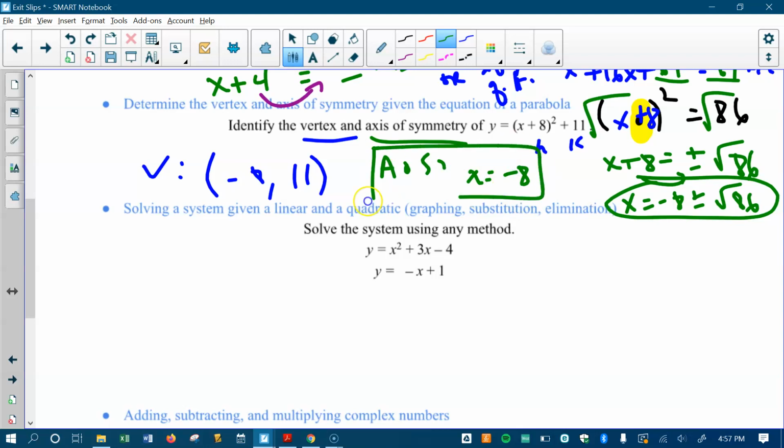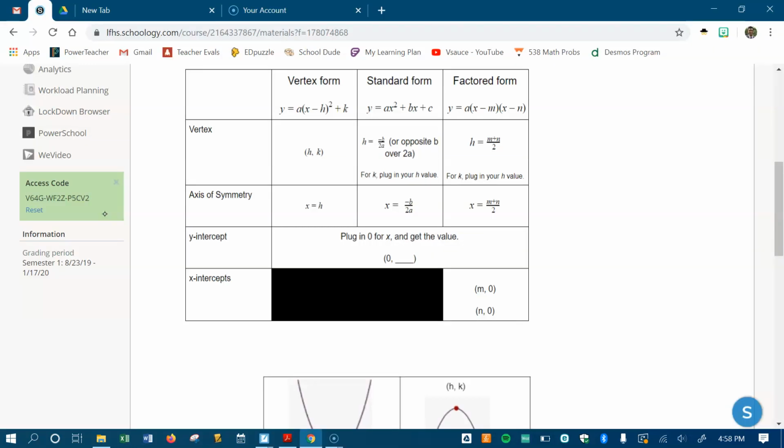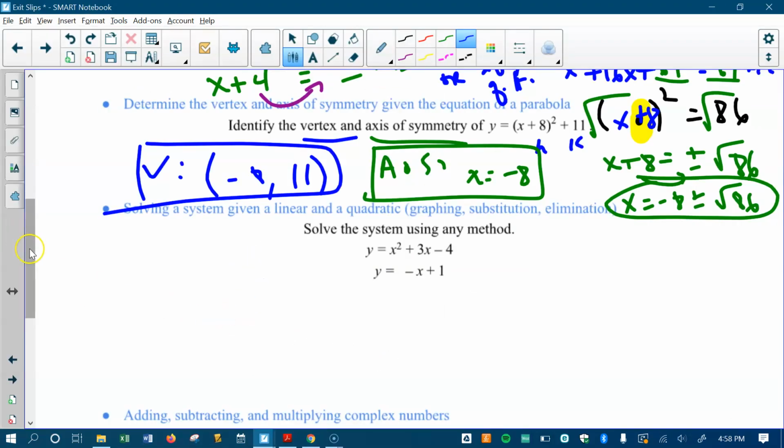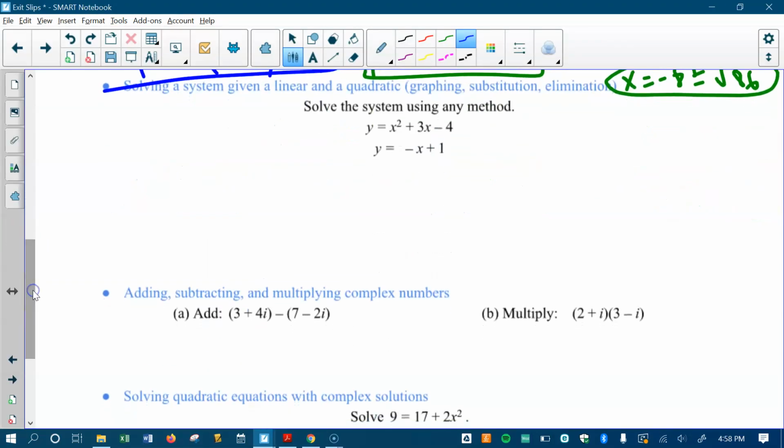And that's your answer. That's all you have to do for that one. And I can't tell you enough how necessary it will be for you to have these charts on your test. This one's going to be a long problem. Let's do elimination, because I said I would do that this time. I'm skipping graphing because it's kind of tough to do the graphing on the Smart Notebook.